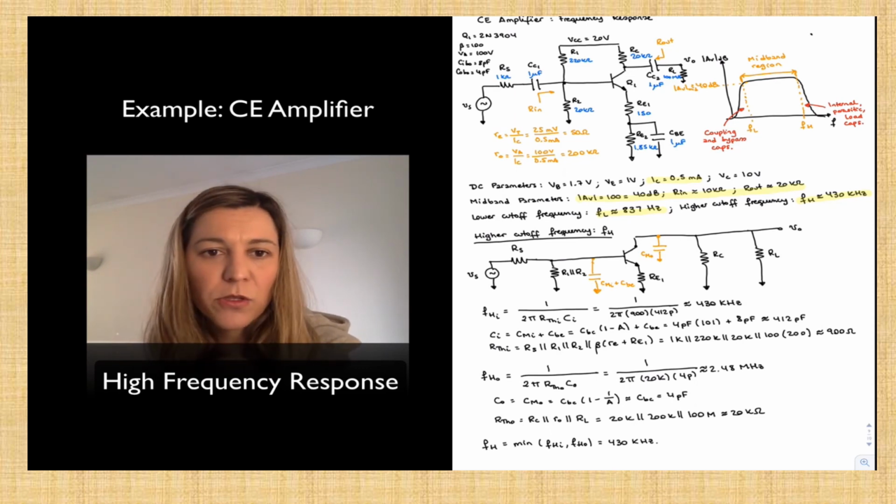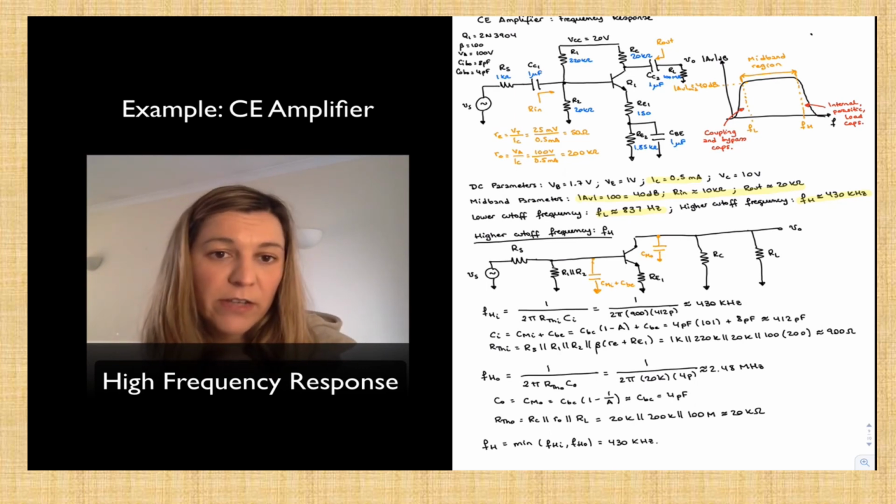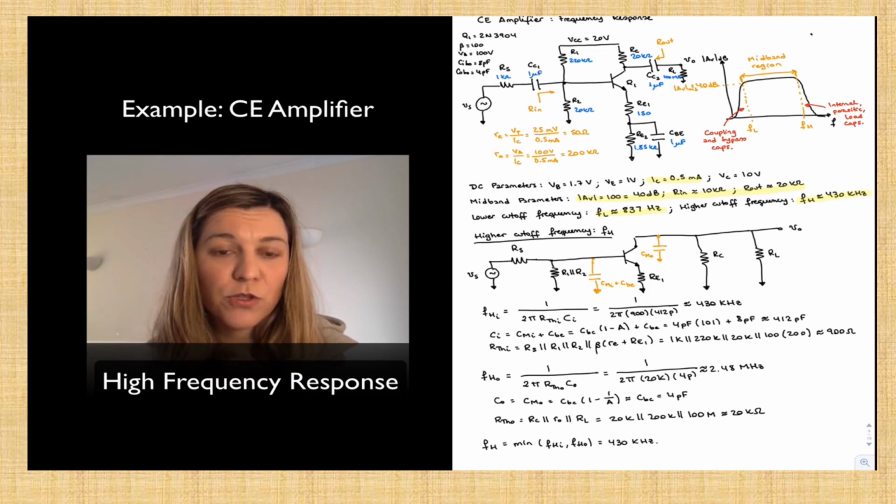And that's typically going to be the case for a common emitter amplifier and for any amplifier that has a feedback capacitance and a high gain. The Miller effect is going to make that capacitance a lot higher than most of the other capacitances in the circuit, so it's going to dominate the frequency response and limit the bandwidth of the amplifier.